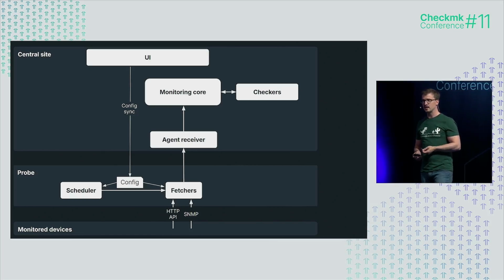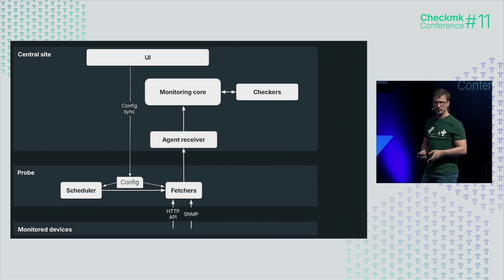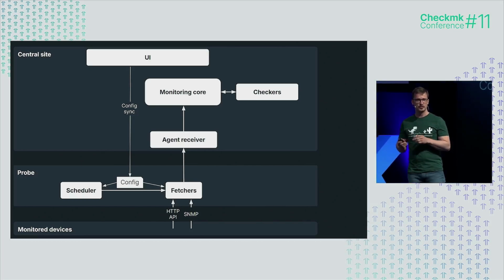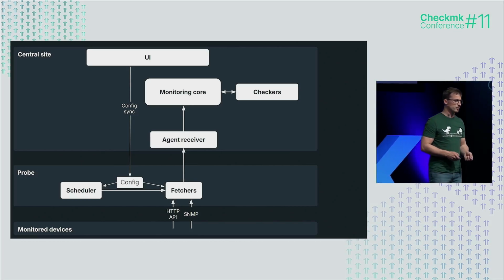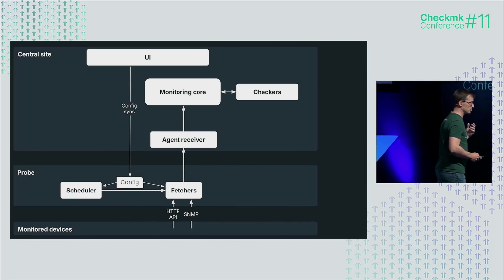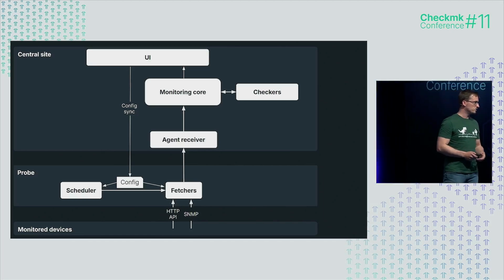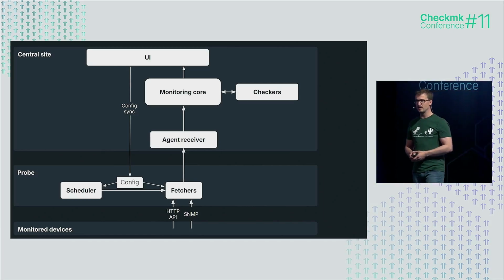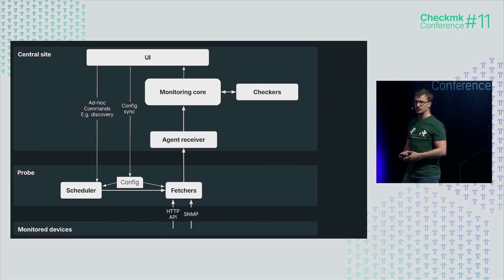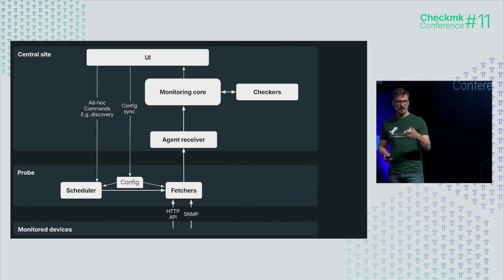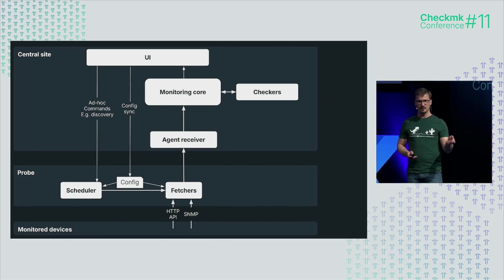the check results are computed. And from then on, everything goes as usual. The checkers send the results back to the core, metrics are stored, and the UI can provide you with the data. Additionally, to enable use cases like doing service discoveries, we will establish a channel from the SaaS instance to the probe so that you can send ad hoc commands.